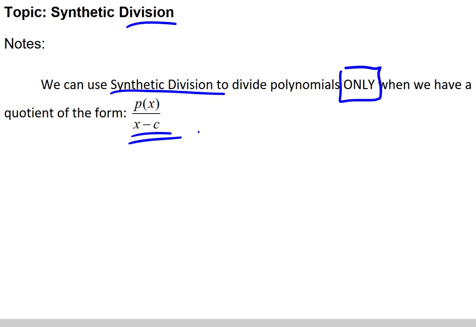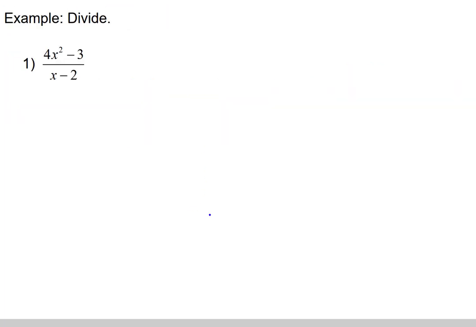If the denominator is some other form, perhaps with a higher power of x or extra terms with it, then this will not work. So though that does seem fairly limiting, when this is applicable, it's very useful. Let's try an example where we want to divide the following quotient. We have 4x squared minus 3 divided by x minus 2.